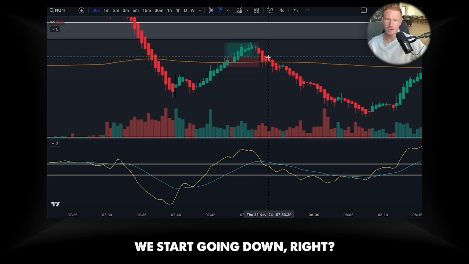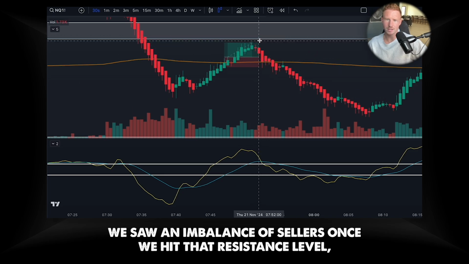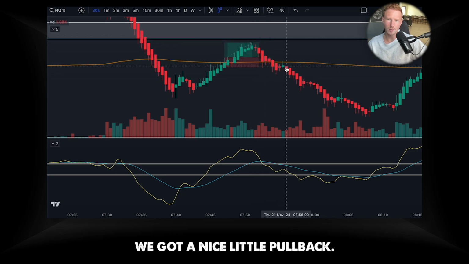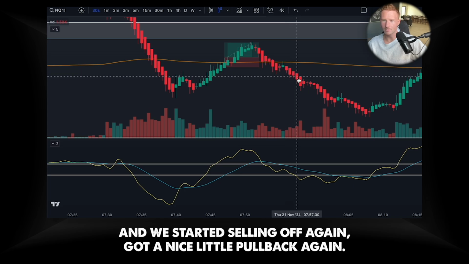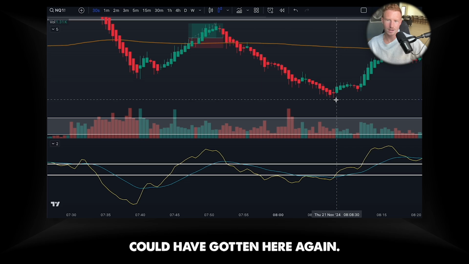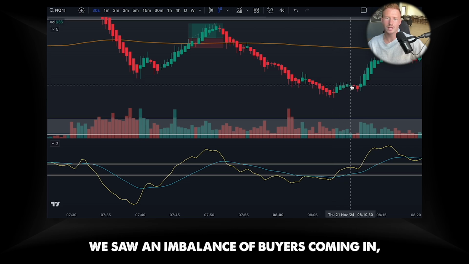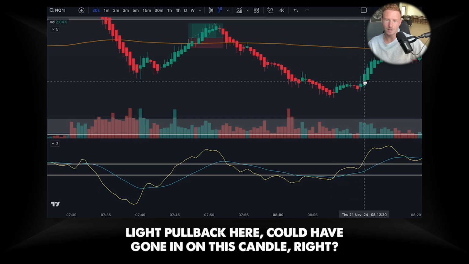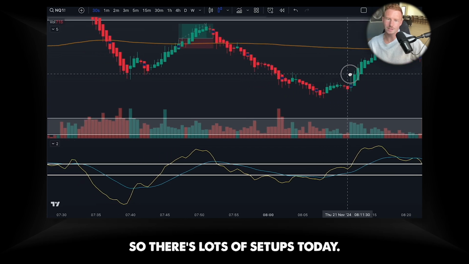We started going down, right? We saw an imbalance of sellers. Once we hit that resistance level, we got a nice little pullback. You could have got in on one of these candles, and we started selling off again. Got a nice little pullback again. Could have got in here again. We saw an imbalance of buyers coming in. Light pullback here. Could have got in on this candle. So there's lots of setups today.